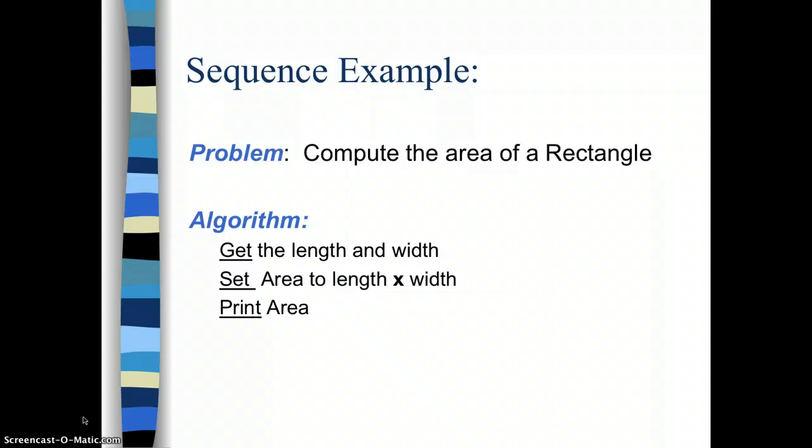The second instruction would be set the area to the length times the width. So that's the formula for the area of a rectangle. And then finally, print the area. So an algorithm generally has to have input, so you're getting some sort of input data, some sort of computation, which is your set statement there, and then some output, which is your print area statement.